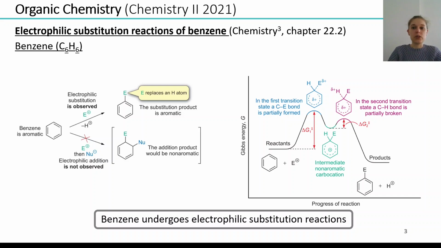To sum it up, due to its special stability, benzene undergoes electrophilic substitution reactions and not electrophilic addition reactions. And the 5 most common electrophilic substitution reactions of benzene are halogenation, nitration, sulfonation, alkylation, and acylation, which we will discuss in the following slides.